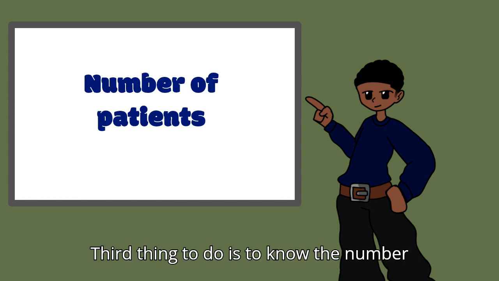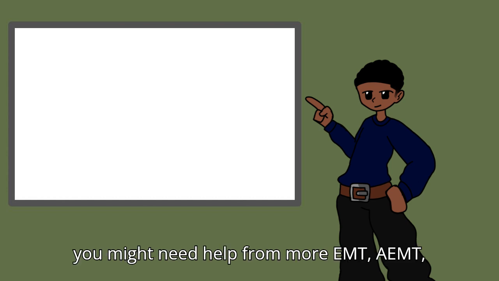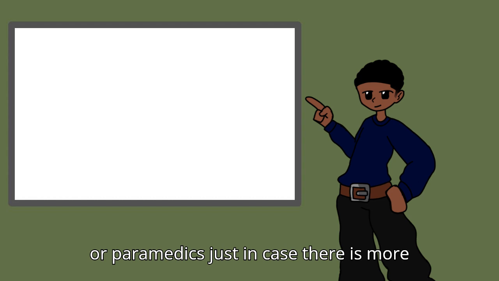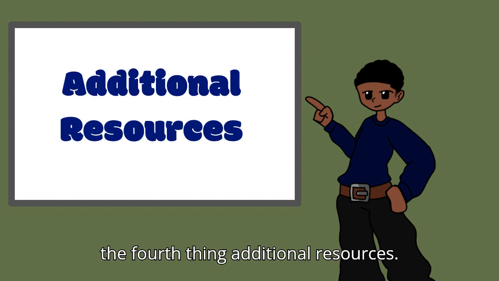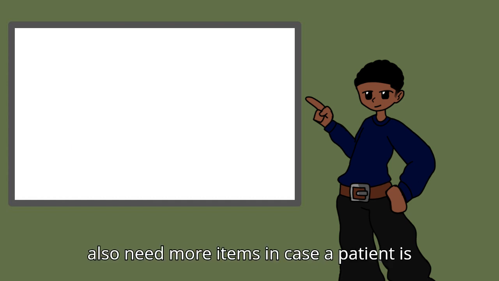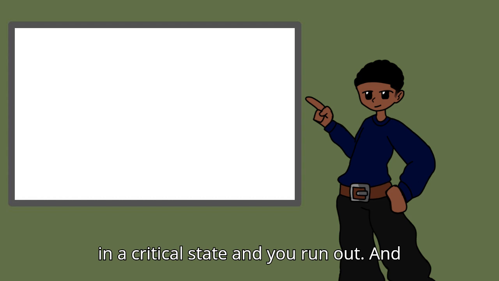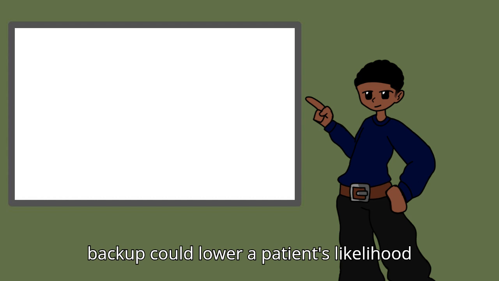The third thing to do is to know the number of patients. This is good to know because you might need help from more EMTs, AEMTs, or paramedics in case there is more than one patient. Which would tie in with the fourth thing, additional resources. While more EMTs is one thing, you might also need more items in case a patient is in a critical state and you run out. And running out and not having any kind of backup could lower a patient's likelihood of survival in that kind of situation.